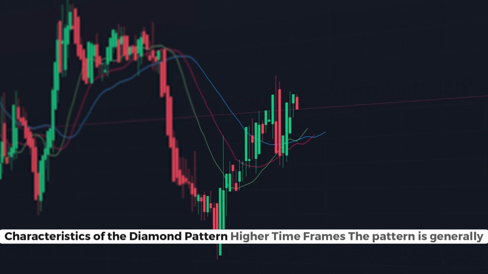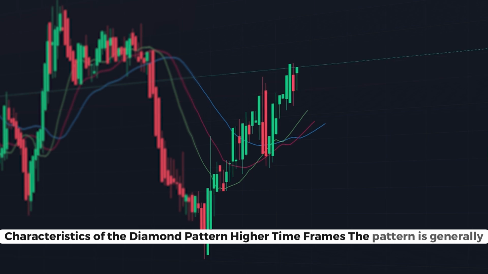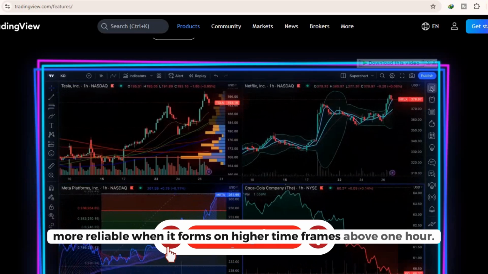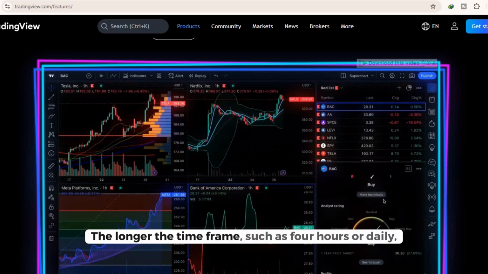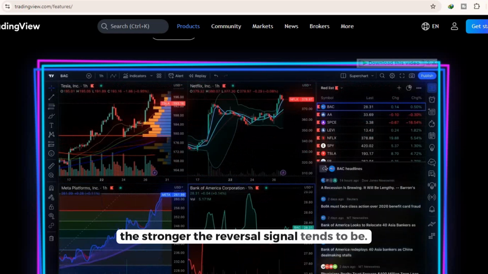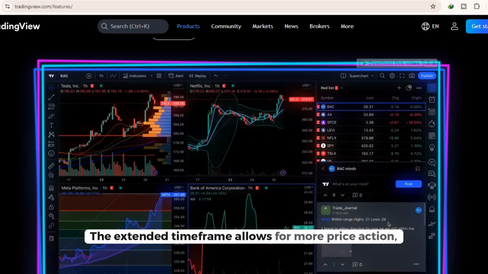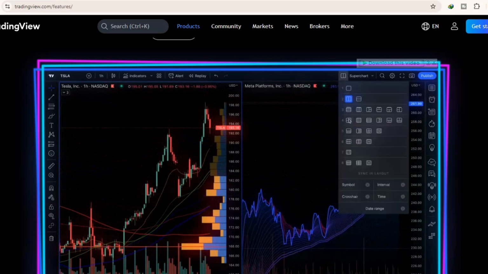Characteristics of the diamond pattern. Higher time frames: the pattern is generally more reliable when it forms on higher time frames, above 1 hour. The longer the time frame, such as 4 hours or daily, the stronger the reversal signal tends to be. The extended time frame allows for more price action, giving greater weight to the pattern.